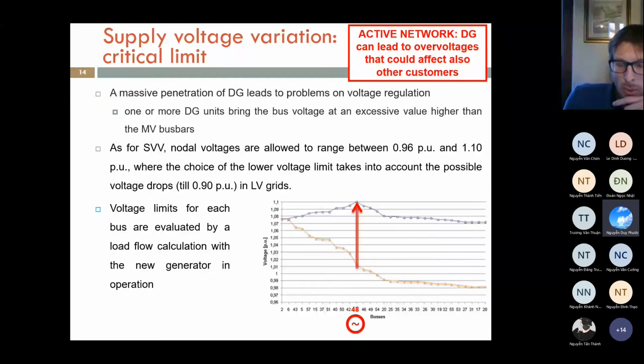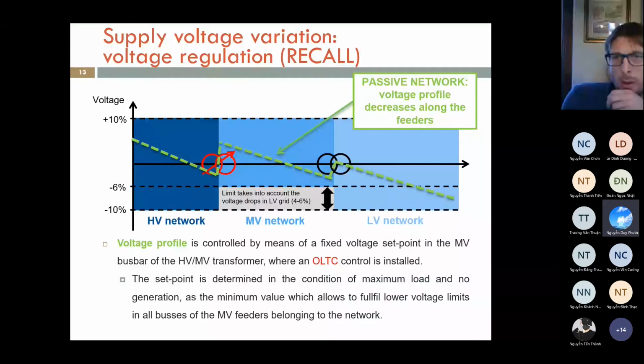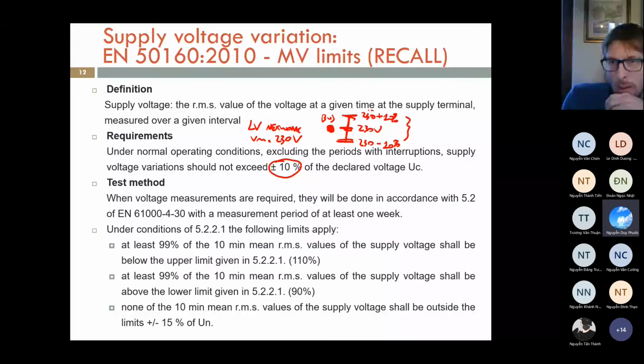Okay, so let's consider a passive network, the orange line. Here you have the primary substation, and here you have the end of the feeder. If you install a DG in bus 48, for instance, you increase the voltage of that bus, so the voltage of all the buses. So one of the impacts of DGs is to increase the voltage level, and increasing the voltage level could bring some of the buses to exceed the nominal voltage plus 10%. So if I have much generation from DGs, I can have overvoltages. So the hosting capacity has to check if my supply voltage variation is okay or not.